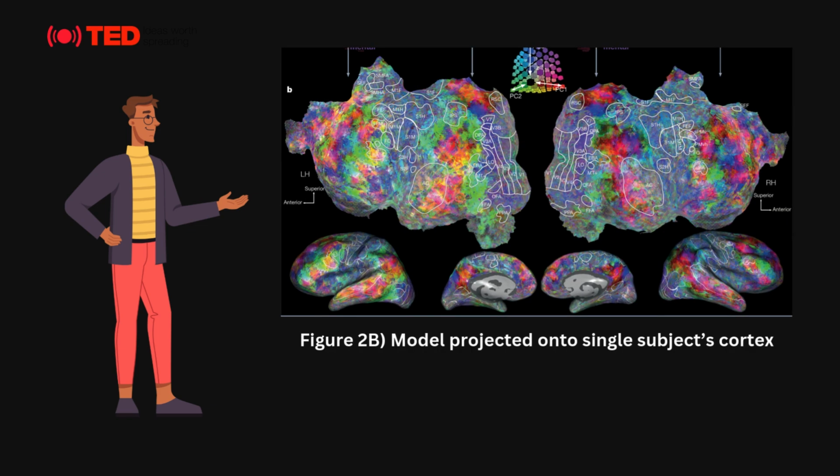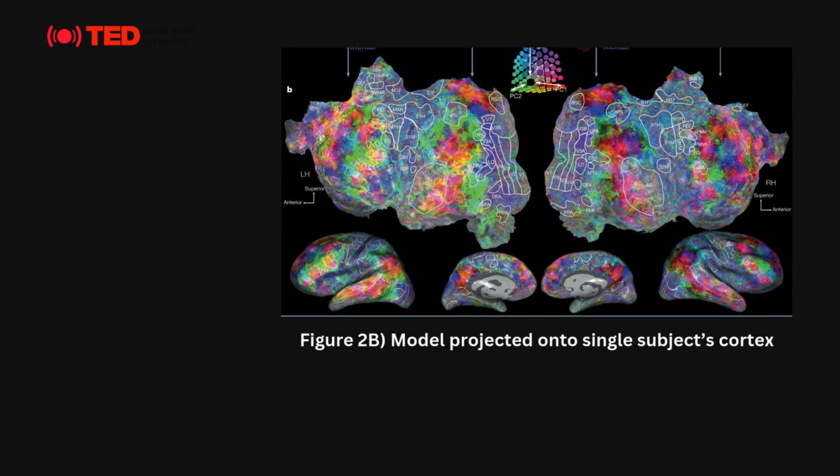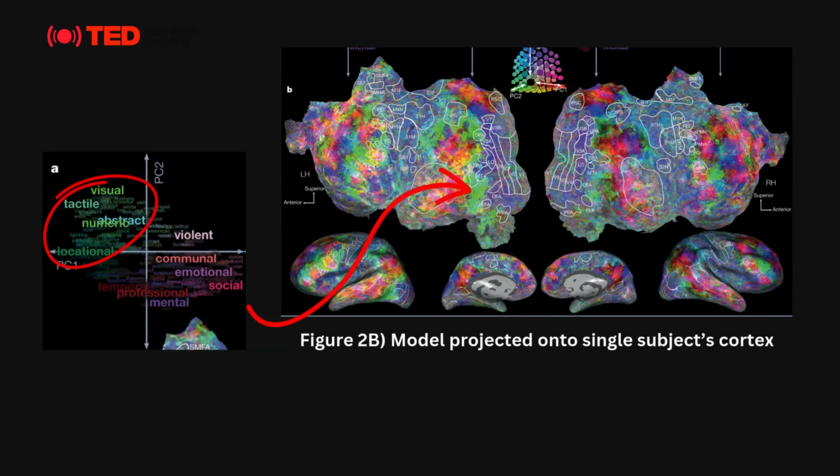Figure 2b projects this color scheme onto one subject's cortex, showing how different brain areas respond to these categories in an intricate distributed pattern across the brain. For example, a green voxel produces a greater BOLD response to green categories in the semantic space, such as visual and numeric. This suggests that semantic information is represented in intricate patterns that cover the semantic system.